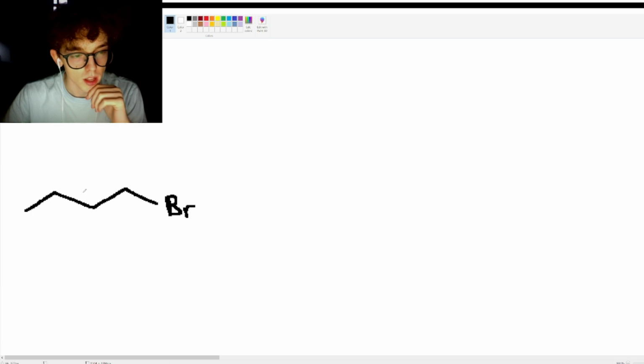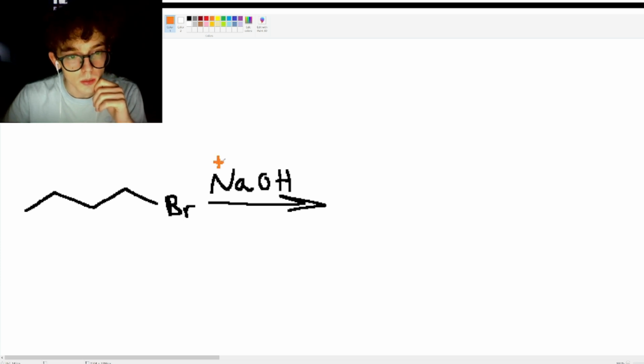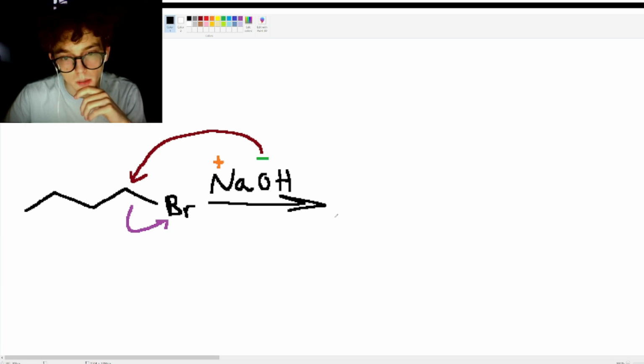So here, for example, I have bromobutane. So we're going to react this with sodium hydroxide. And if we remember, this is an ionic compound, so the sodium gets a positive charge while your hydroxide gets a negative charge. And what will happen is this hydroxide is going to come over here and do what's called backside attack. It's going to kick off the bromine. So a resulting compound looks something like this. And that is SN2.